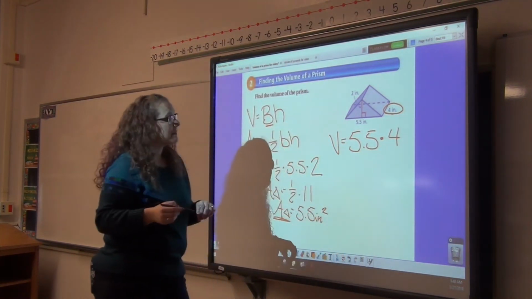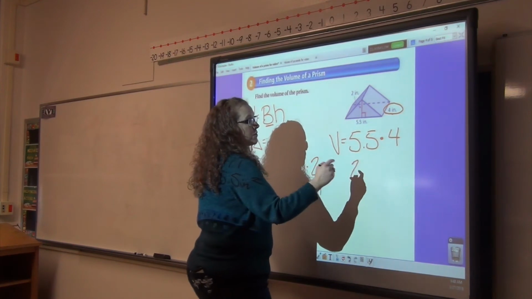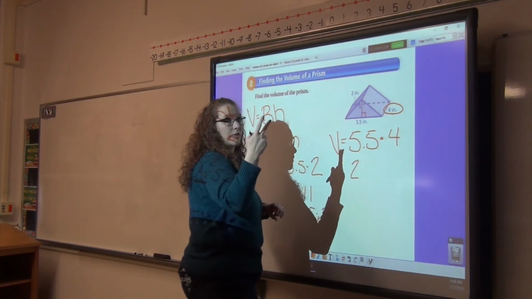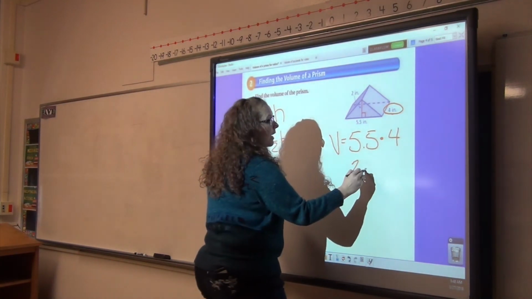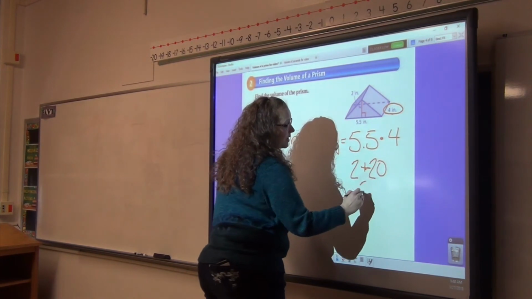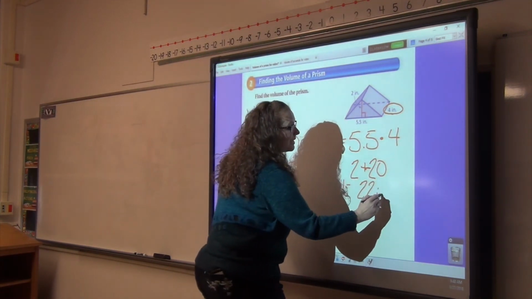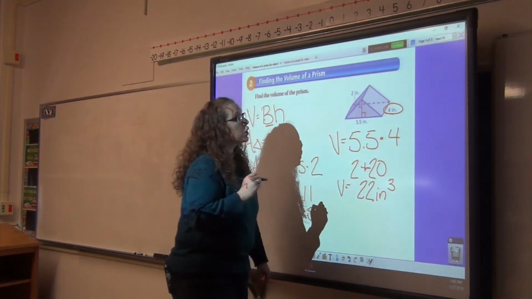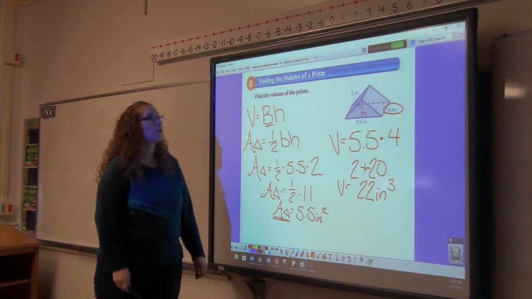All right, 4 times 5.5. 0.5 times 4 is 2, because we have 1/2, and another half, another half, and another half. 4 halves, that's 2. And 4 times 5 is 20. So we add those together and we get a volume of 22 inches cubed for the volume of this triangular prism.